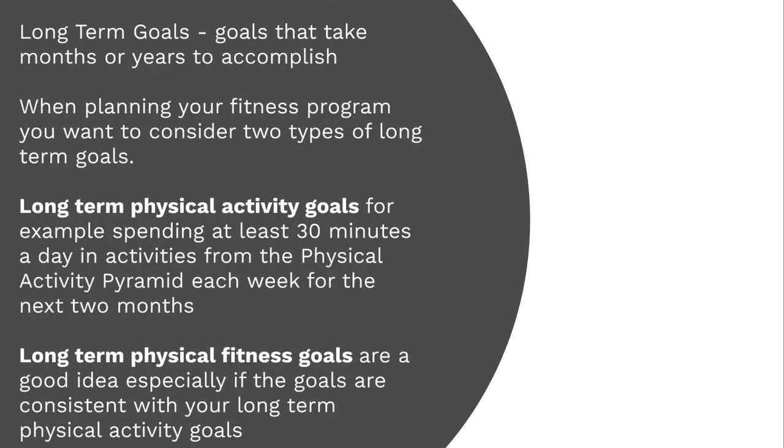Goals that take months or even years to accomplish are called long-term goals. When you plan your fitness program, you will want to consider two types of long-term goals: long-term physical activity goals and long-term physical fitness goals. When setting physical fitness goals, long-term goals are usually set for more than 1 month and up to several months or even a year. An example of a long-term physical activity goal would be to spend at least 30 minutes a day in activities from the physical activity pyramid each week for the next 2 months.